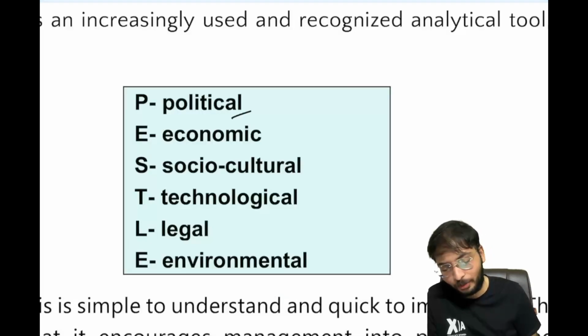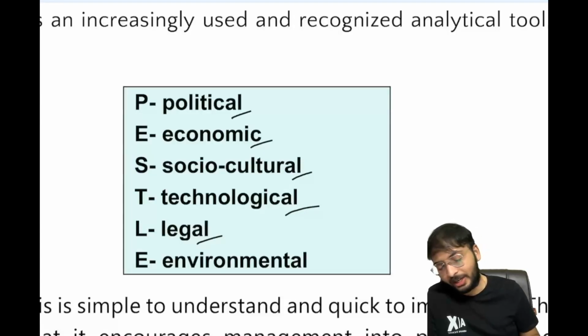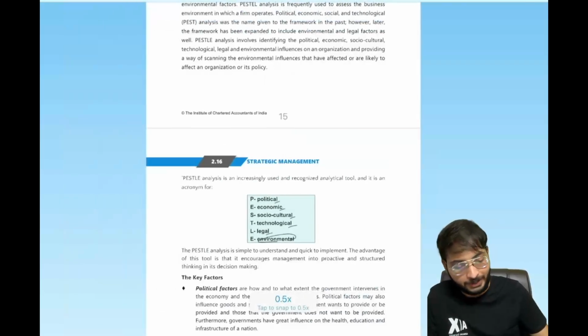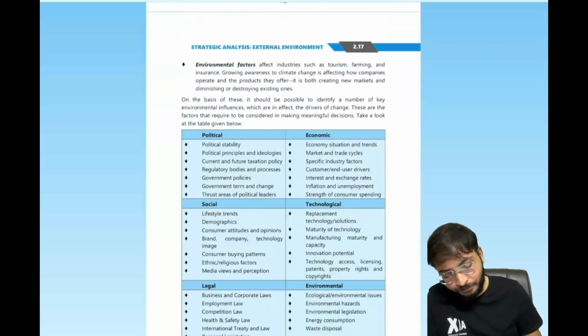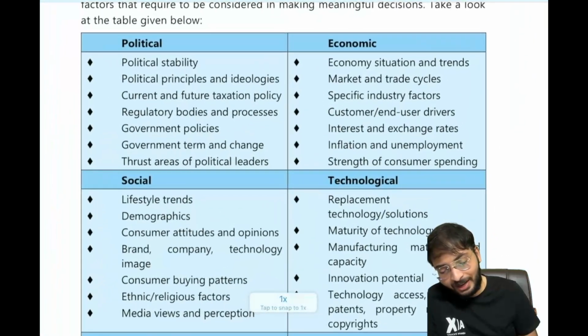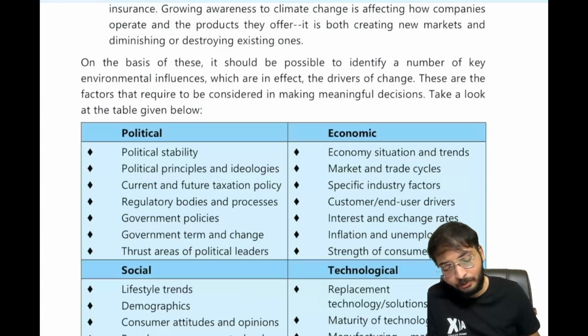Political stability, economic situation, values, beliefs, belief system, technological ways, your legal. Here political and legal is combined, but they have separated it, and the last one is called Environmental. So here they have given a question: as per PESTLE analysis, and that's a law firm, how do you do?